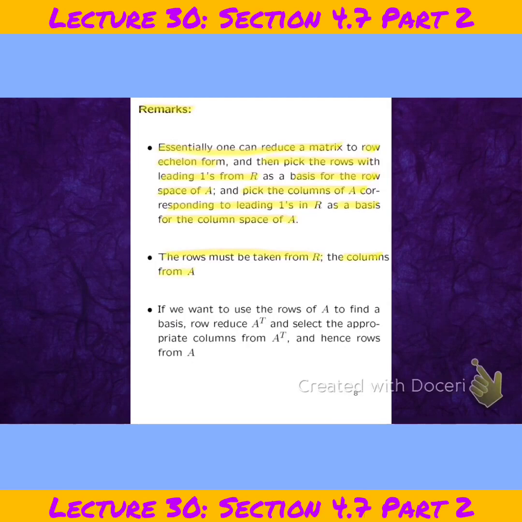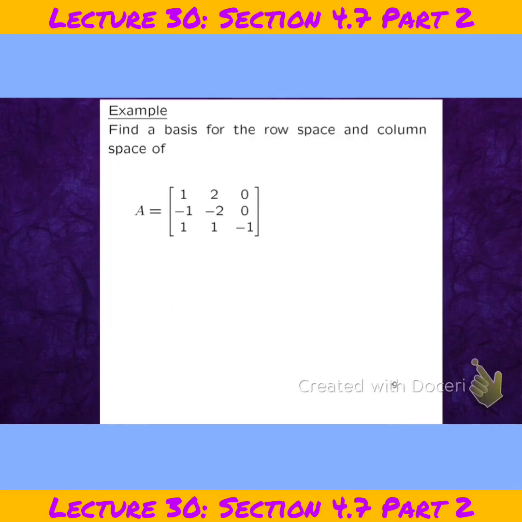from A. Now, if we want to use the rows of A to find a basis, we can row reduce the transpose of the matrix and then select appropriate columns from the transpose of A. And hence, essentially, that means I'm choosing rows from A. Let's look at an example. All right, so find a basis for the row space and the column space of the matrix A.